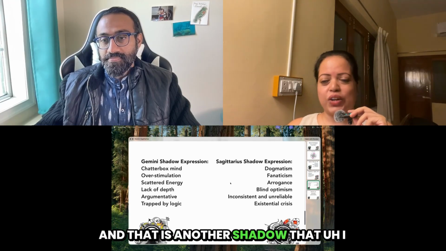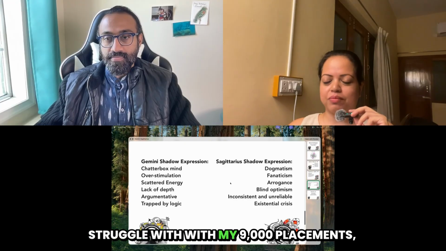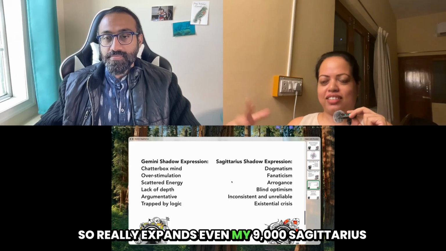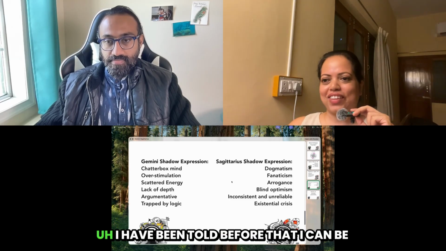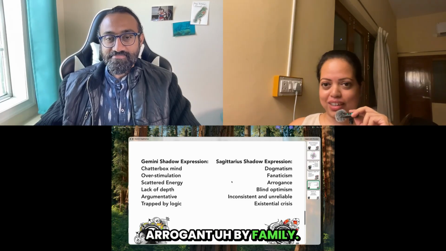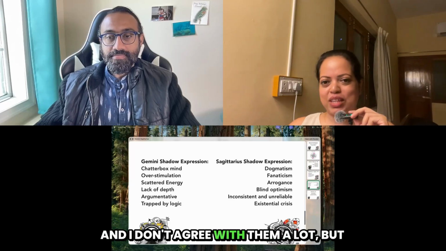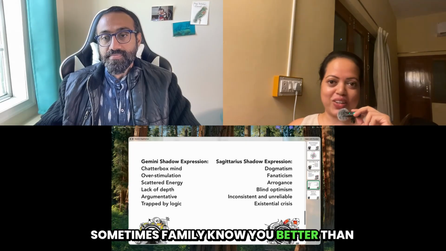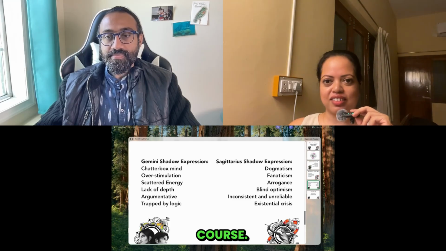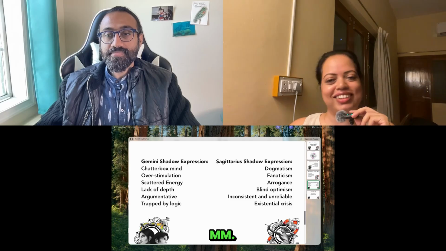And that is another shadow that I struggle with, my ninth house placements, Jupiter in the ninth house. So it really expands even my ninth house Sagittarius themes. I have been told before that I can be arrogant by family, and I don't agree with them a lot, but sometimes family know you better than others, right? Of course. So that's something I'm trying to be more conscious of, intellectual and spiritual arrogance, because when someone pisses me off, my line of attack becomes, "Hey, I'm better than you."